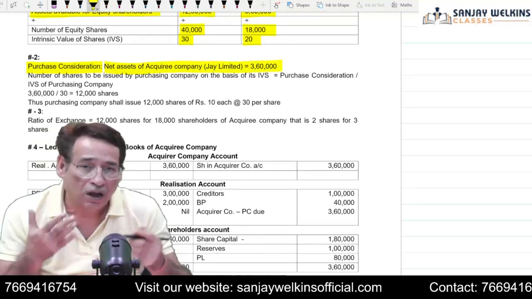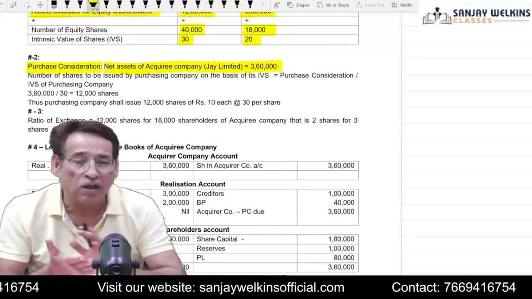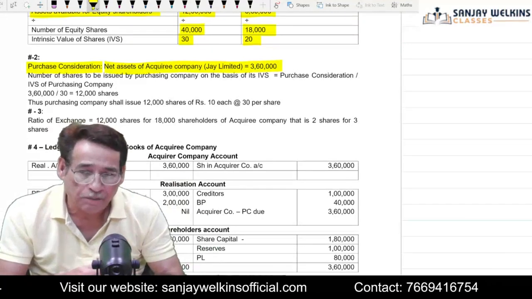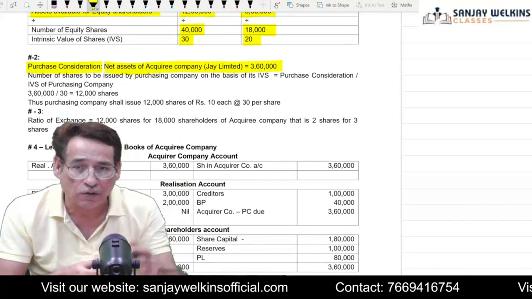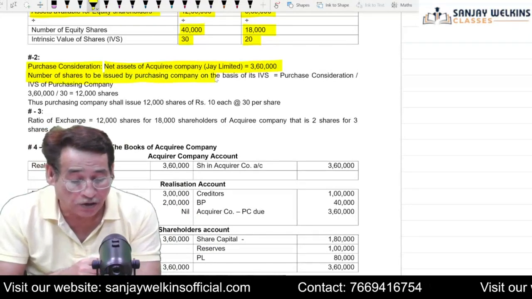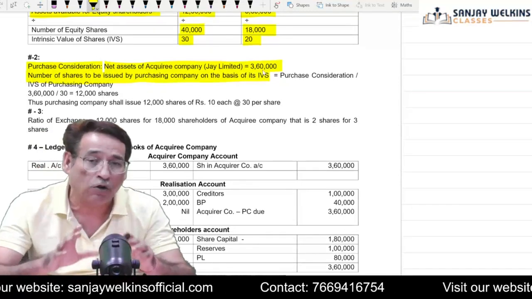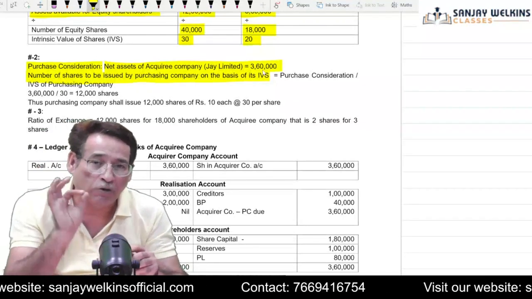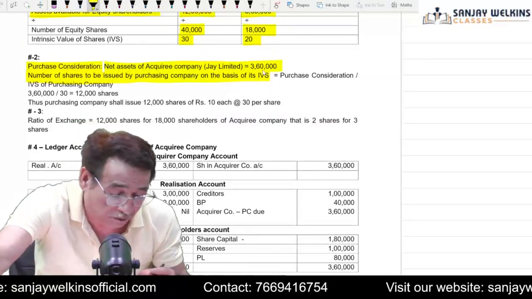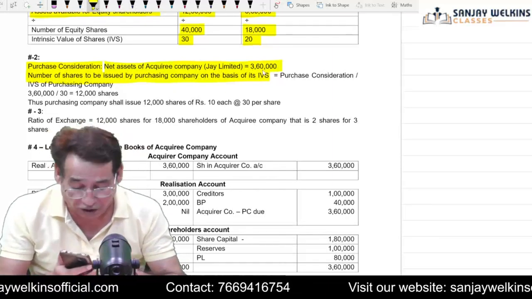So that is why I have written here: purchase consideration, that is net assets of acquiree company J Limited, is 3,60,000. Now the next question is, how many shares will the purchasing company issue to make the payment of 3,60,000? So for that, I have written here: number of shares to be issued by purchasing company on the basis of intrinsic value of shares. That means we are going to decide the number of shares on the basis of intrinsic value of shares, correct?